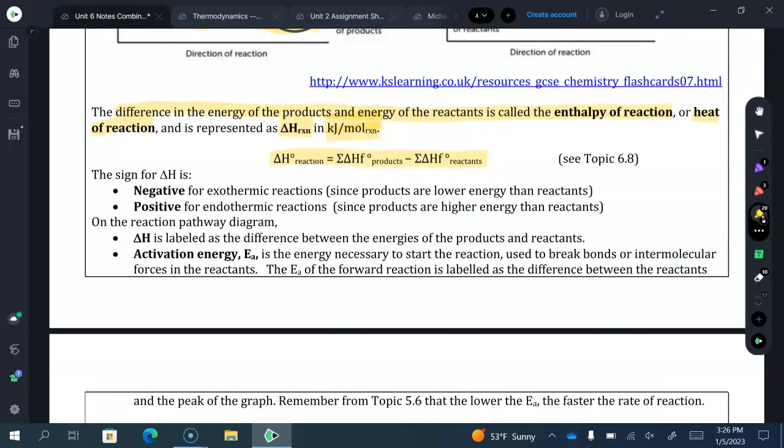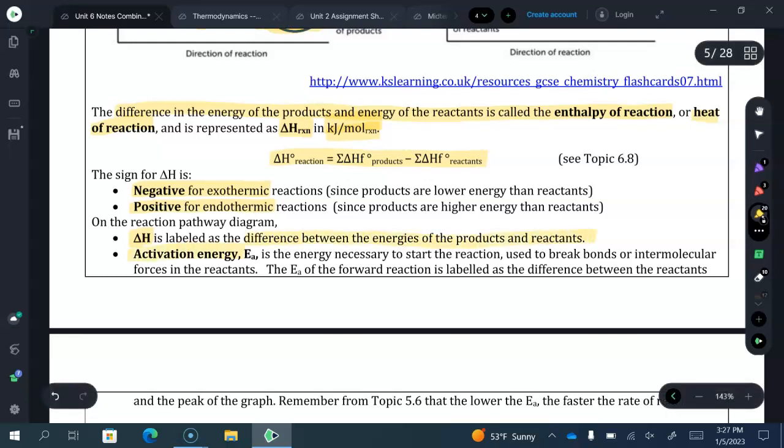We should also note that the sign for delta H is negative for exothermic reactions, since products are lower in energy than the reactants, and positive for endothermic reactions since products are higher, and we wrote that on the graph above. On the reaction pathway diagram that was above, delta H is labeled as the difference between the energies of the products and the reactants.